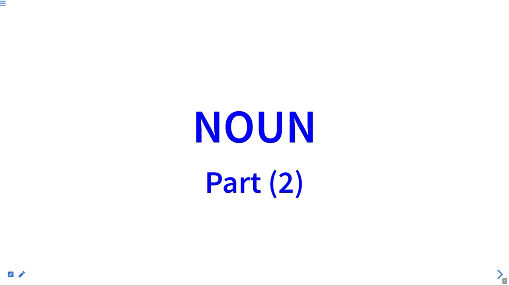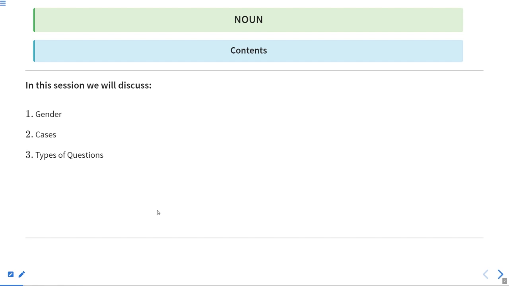First of all, we'll see what we are going to cover in this session. Well, in this session, we will discuss the following topics. First of all, we'll discuss the gender basis noun, or noun based on gender. After that, we'll discuss some cases related to noun, and after that, we'll discuss some types of questions that may come or that may appear from this section of English grammar. Okay, so what type of questions occur in your exam, that we are going to discuss in this session. Also, we'll discuss a few errors related to noun in this session. So let's begin this session.